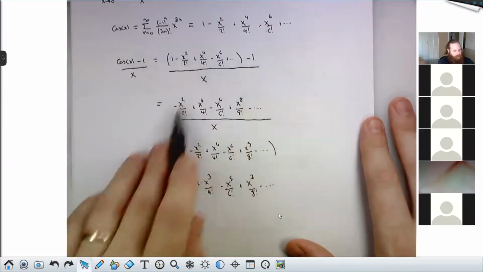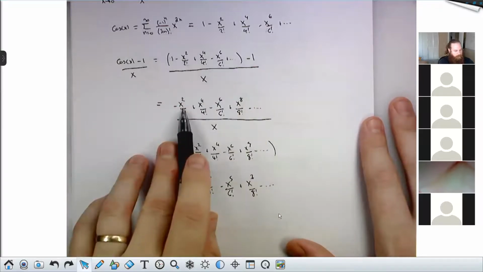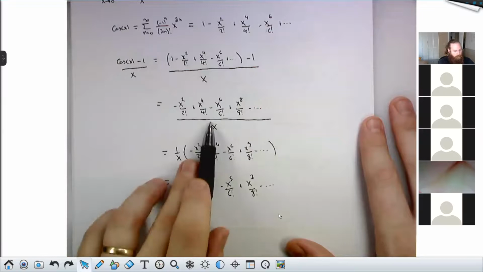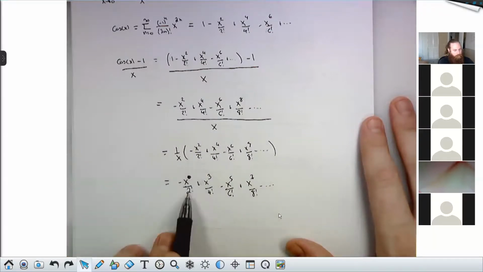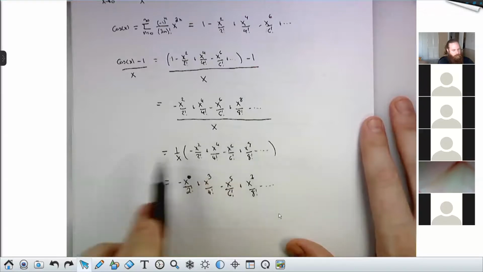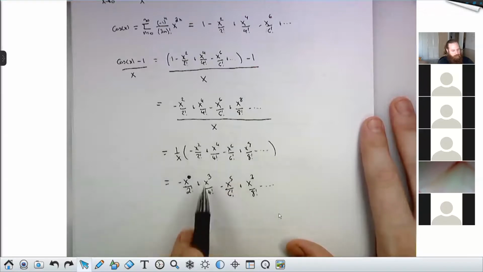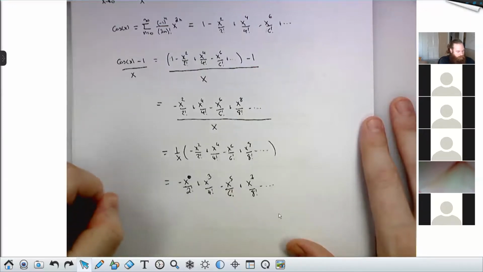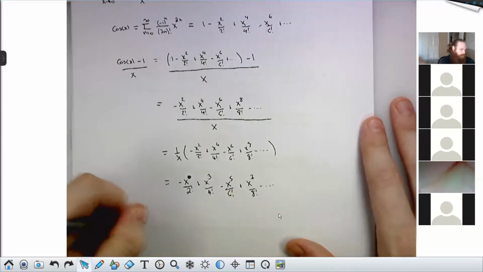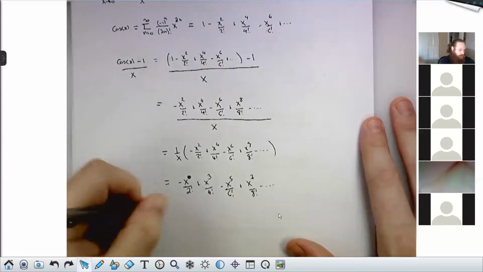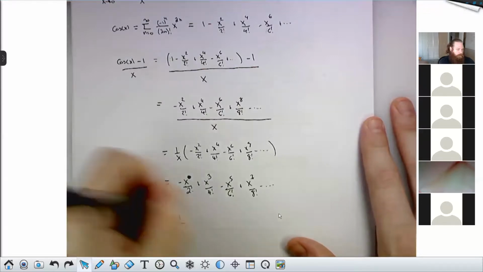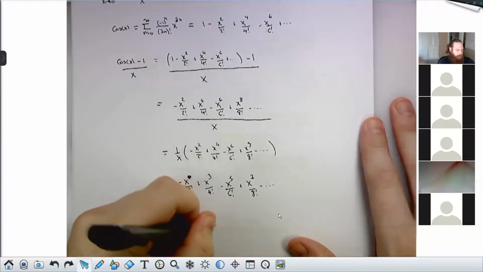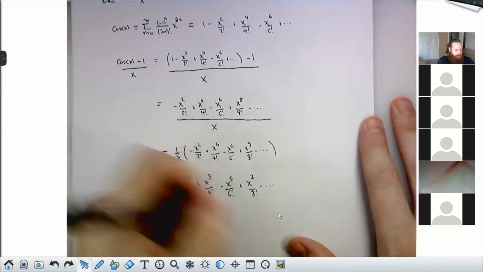Here, the 1's go away, and then here, dividing by x is multiplying by 1 over x, and then we knock each of these powers down by 1 because we're dividing each term by x. So the limit as x goes to 0 of cos x minus 1 over x is the limit as x goes to 0 of this thing.